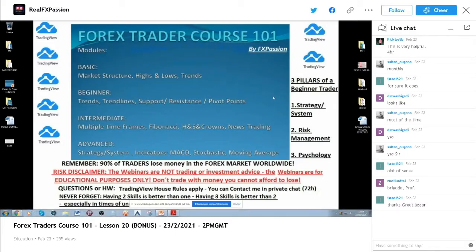What we are trying to do here, everybody, is build the three pillars of a beginner trader. Pillar number one is the strategy and/or system. Pillar number two is risk management. We're trying to learn how risk management works inside our strategy and/or system. And the big one is the psychology part. We are trying to learn as beginner traders how our psychology affects our risk management decisions and our strategy system decisions, right?